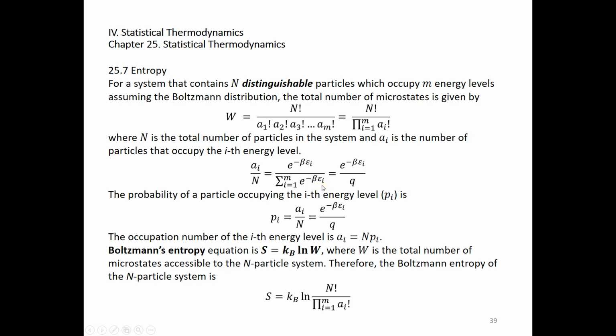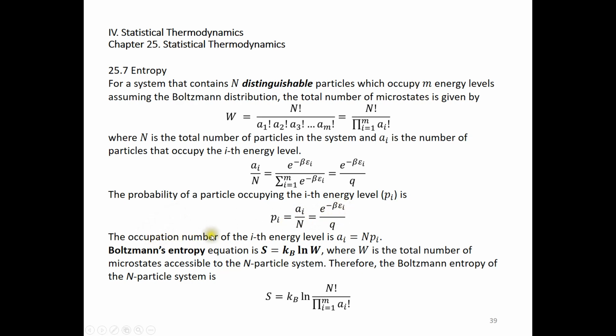And we define the partition function q to be the sum of all those exponential functions. Therefore, a sub i over n is equal to e to the power of negative beta epsilon i over q. If we sum up all those a sub i over n, the sum would be 1. The probability of a particle occupying the ith energy level is denoted by P sub i. P sub i is equal to a sub i over n. P sub i is equal to e to the power of negative beta epsilon i over q.